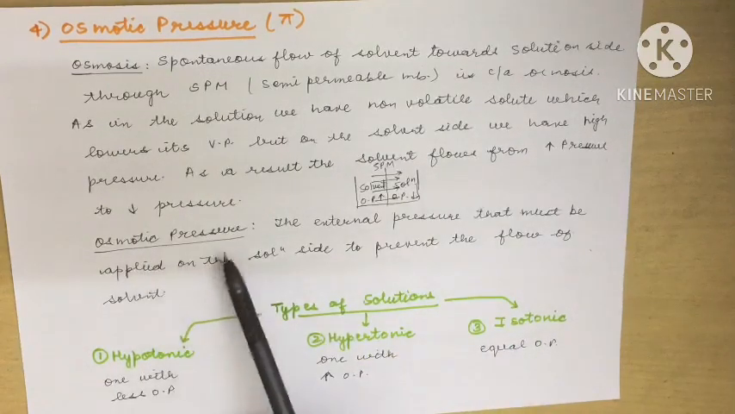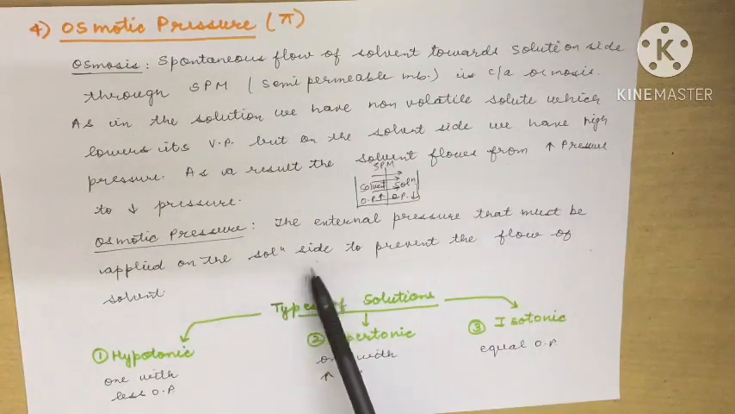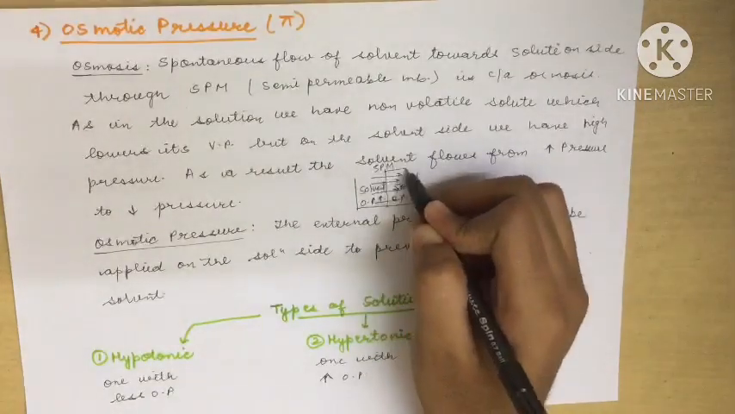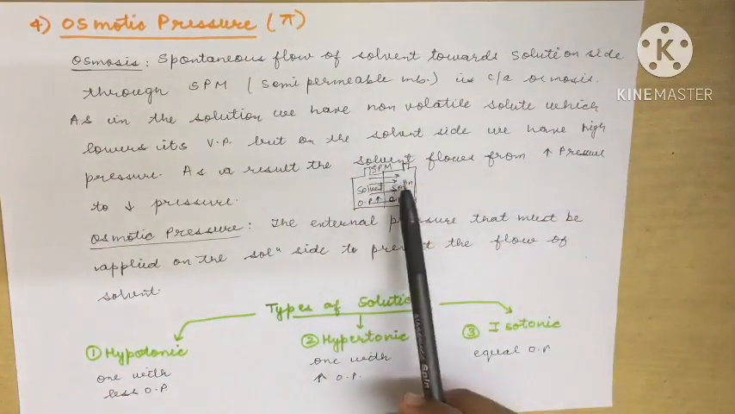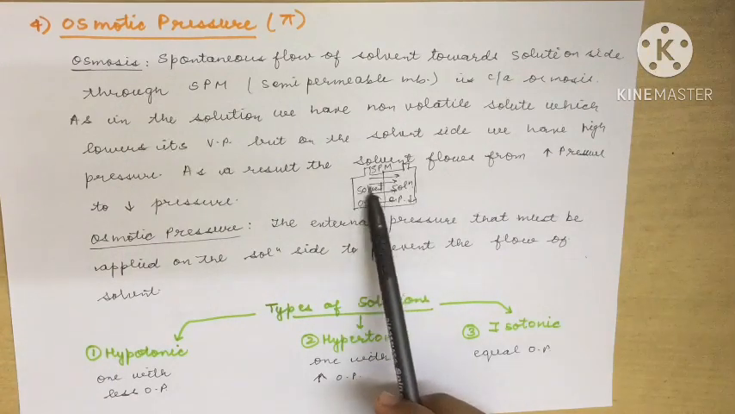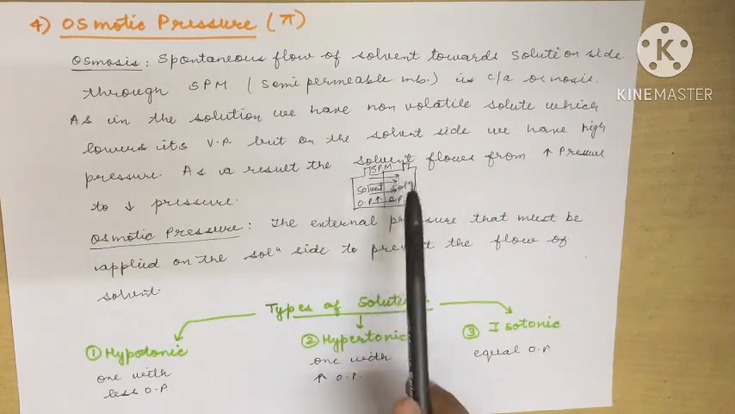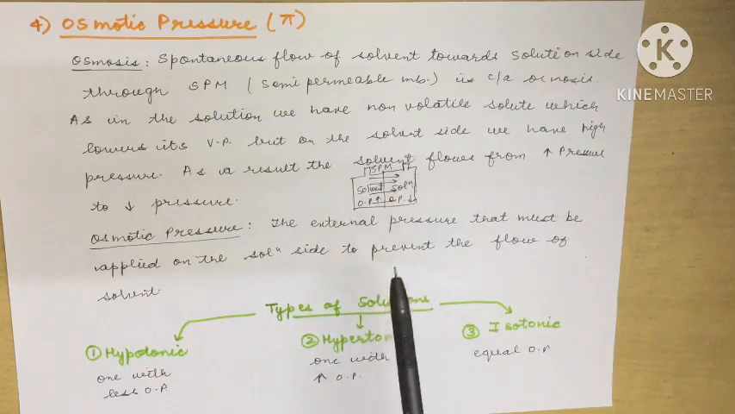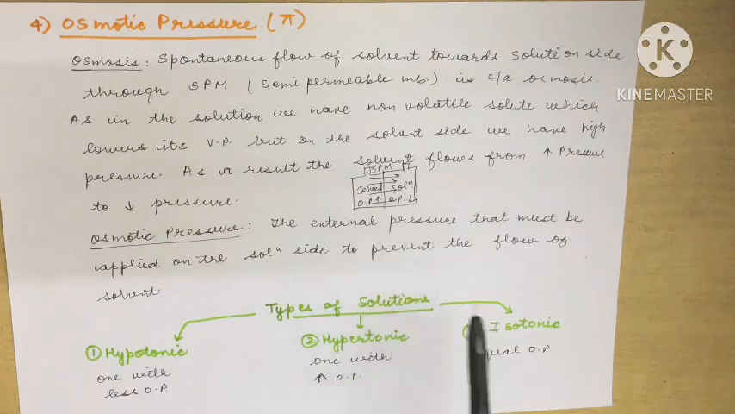Now there is one term which is osmotic pressure. What is it? The external pressure that must be applied on the solution side. Suppose you have a piston here also. Suppose this is one piston and here also one piston is there. Whatever pressure you have to apply here so that these molecules do not come here, means you are applying certain pressure here. Because of that, the molecules of solvent stop coming to this side. This extra external pressure which you applied on the solution side, to prevent the solvent molecules from coming to the solution side, is known as the osmotic pressure.